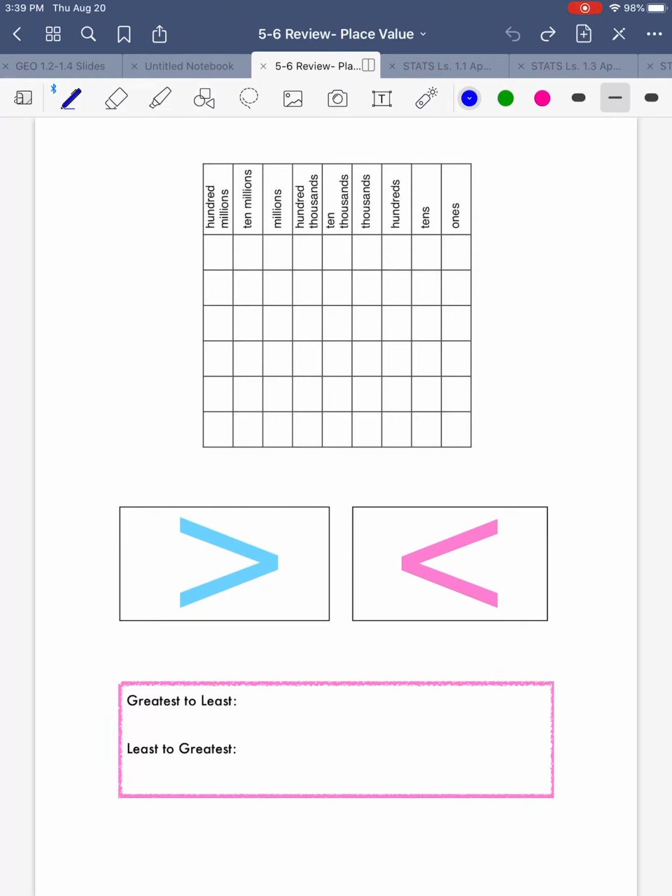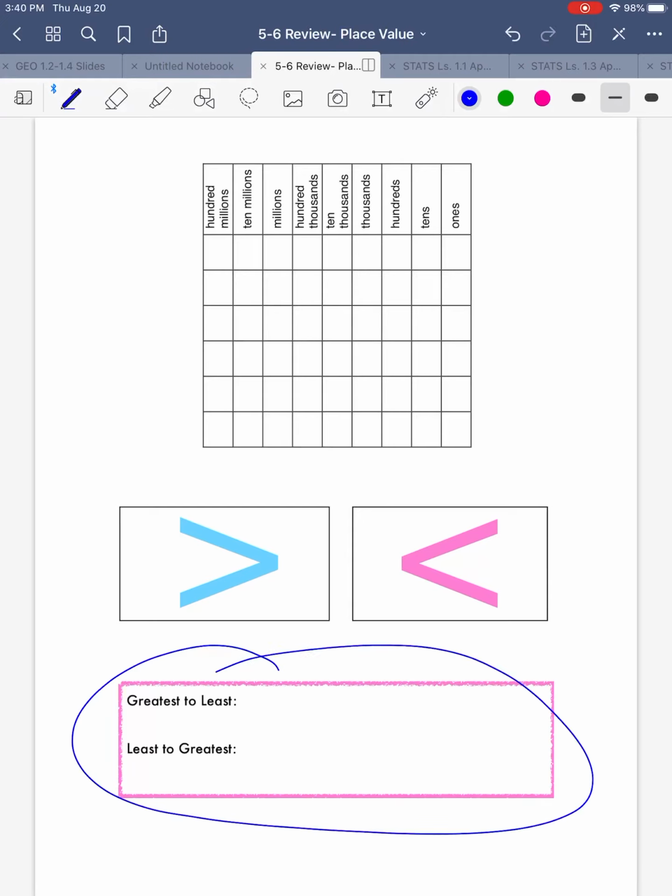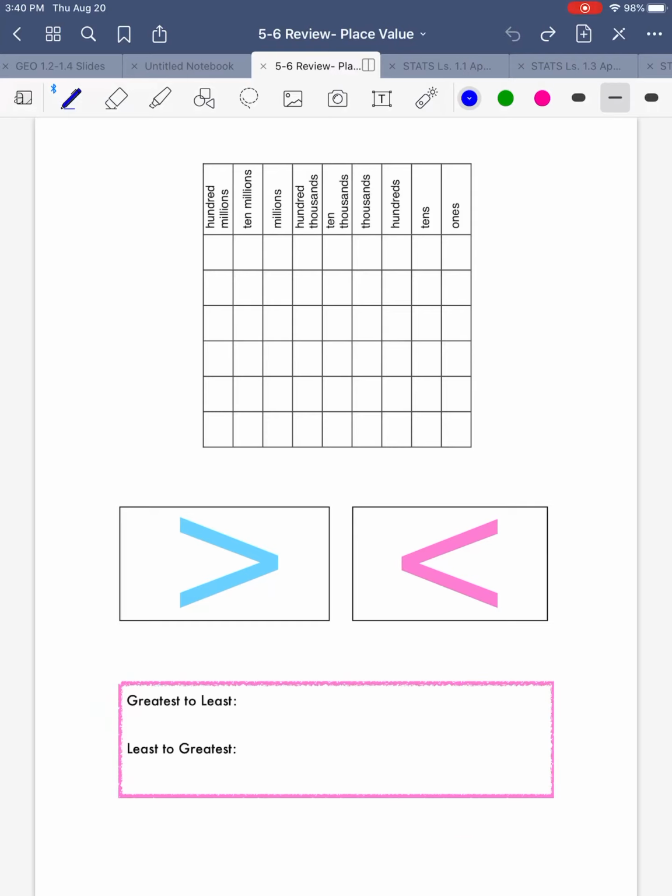So what we're going to do is practice saying some numbers and filling them into the chart, and then we're going to look at how to compare the numbers to one another. The first thing we're going to do is learn to recognize, based upon where we put them in the place value chart, which numbers are larger and which numbers are smaller, okay? So first we're going to talk about ordering them from greatest to least or least to greatest. We'll start with a greatest to least example.